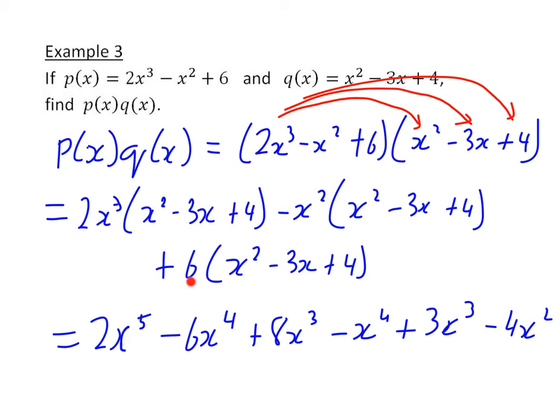The last set, 6 times each of these things here. So that's positive 6x squared, minus 18x, and positive 24. Now it's a matter of just collecting your like terms. There's only one x to the power of 5 term, so that stays as it is. There are 2 x to the power of 4 terms, so we need to combine those. 2 x cubed terms, 2 x squared terms, 1 linear, 1 constant.